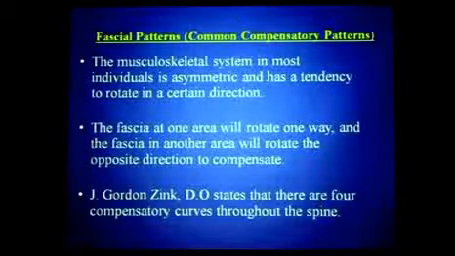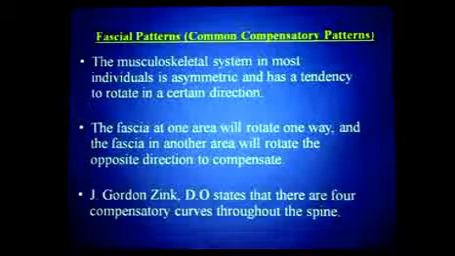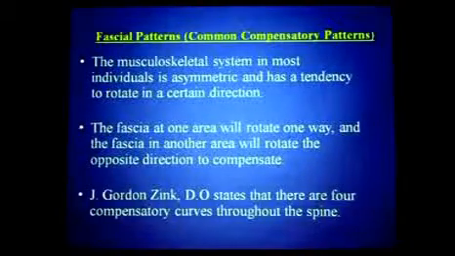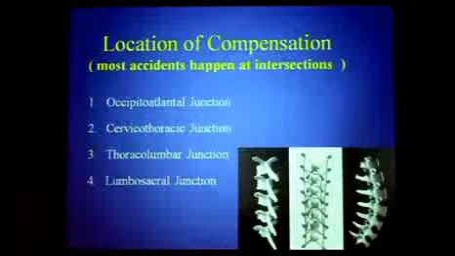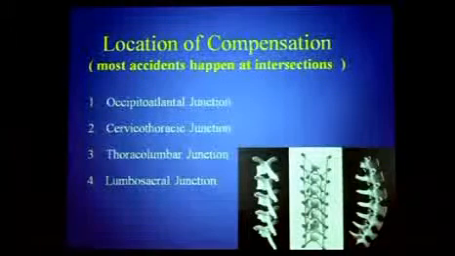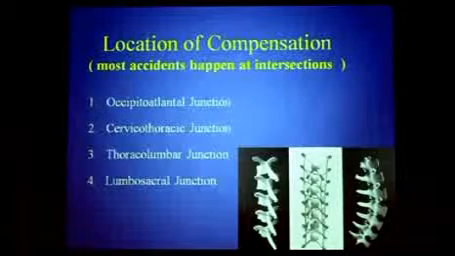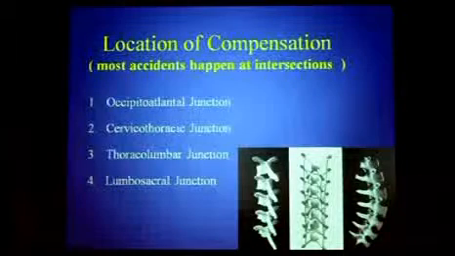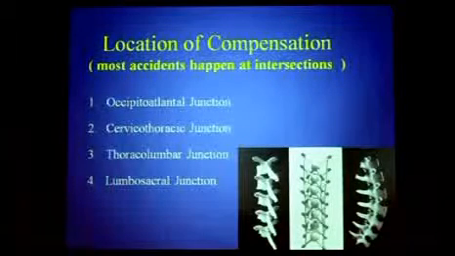The musculoskeletal system, in most individuals, is asymmetric, and it has a tendency to rotate in a certain direction. A physician called Gordon Zink, I think in the 1940s, did a nice piece of research. I think he evaluated about 2,000 individuals, starting to assess what's called their fascial pattern. He found that rotations happen at certain junctions. Those junctions are the occipital-atlantic joint, the cervicothoracic junction, the thoracolumbar junction, and the lumbosacral junction.